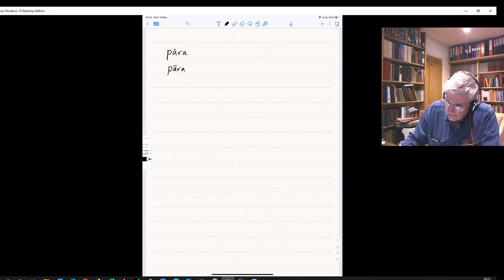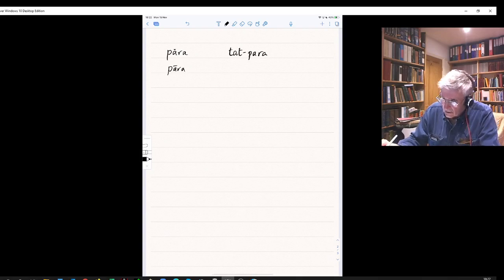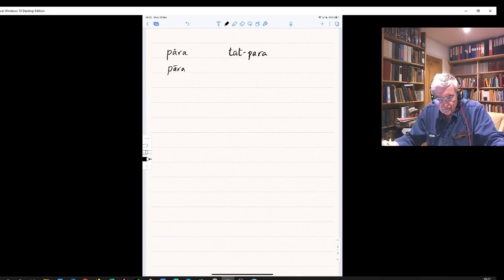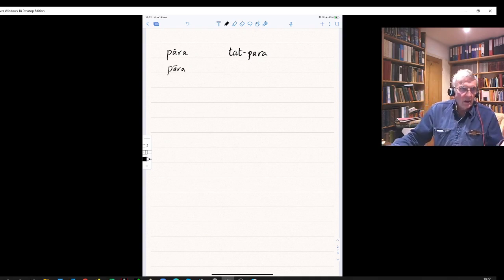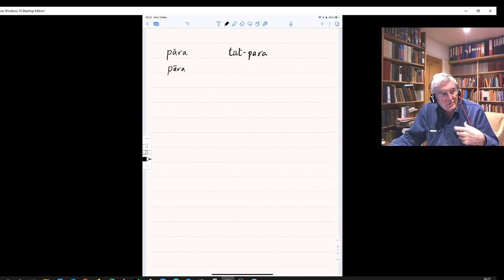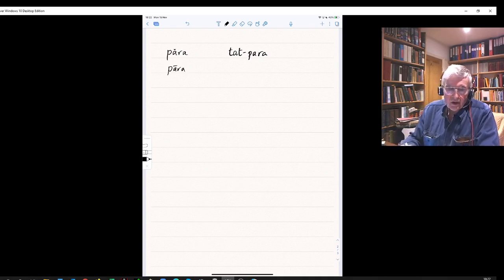So, tatpara means something like devoted to that, having that as one's goal. It can also be in a pejorative sense, mean addicted to something, or obsessed with it. You know, that you're devoting yourself, you're focused on that as the only thing you want. Tatpara, that goal, having that as the goal. Tatpara is a compound adjective, a possessive adjective, meaning having something as one's goal, having that as your goal.